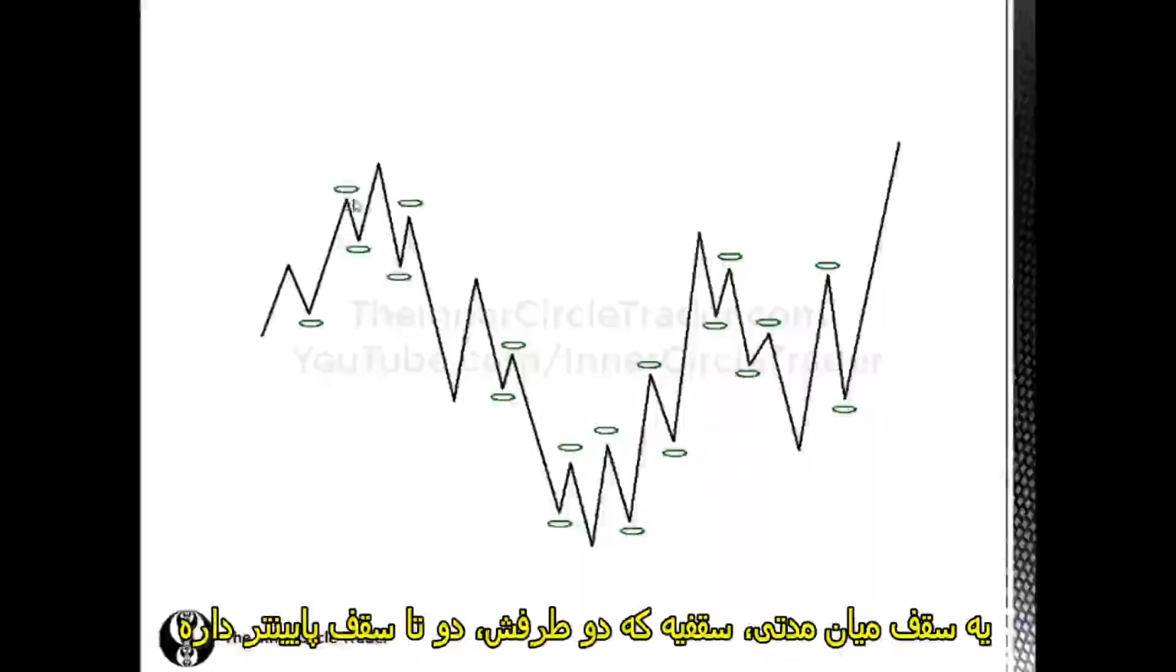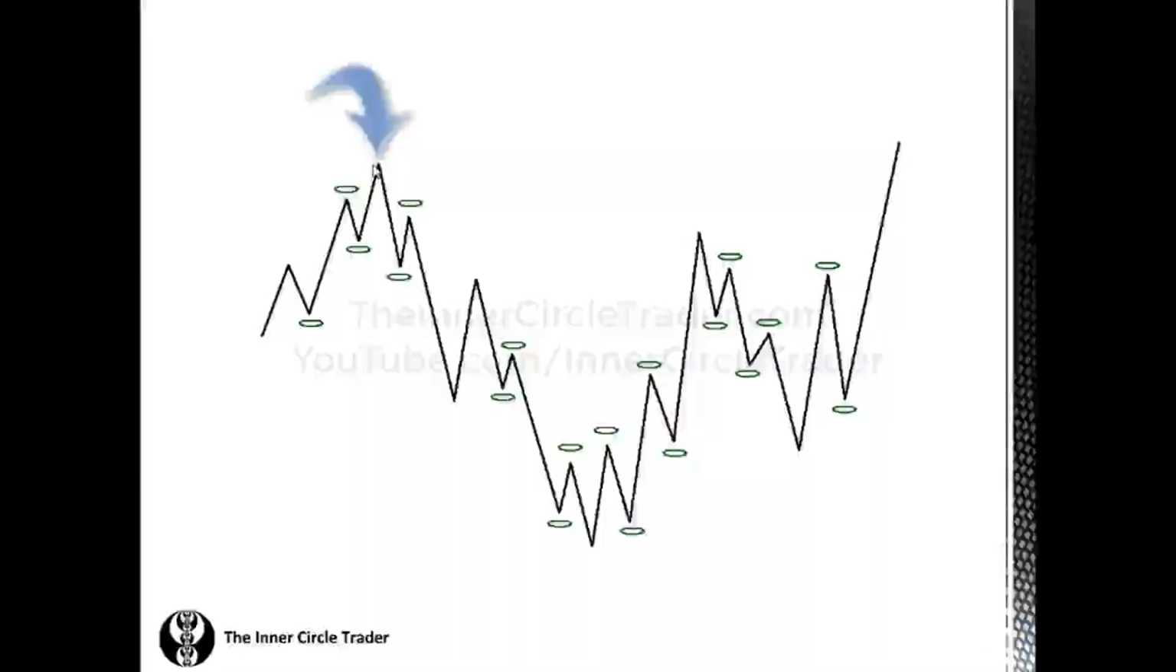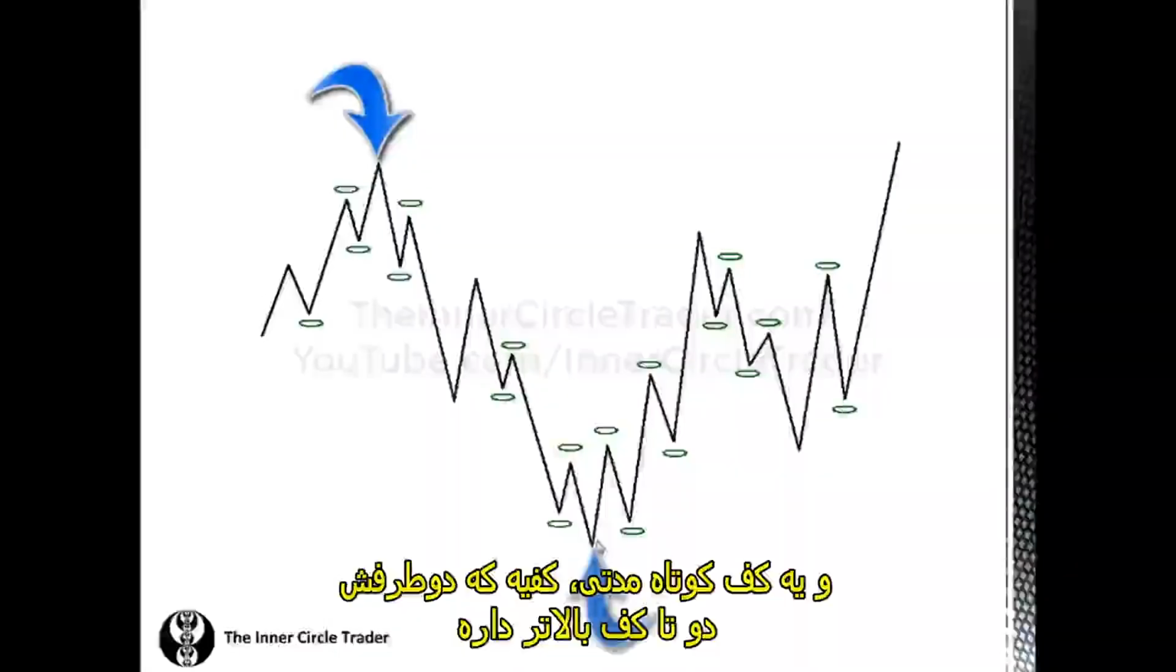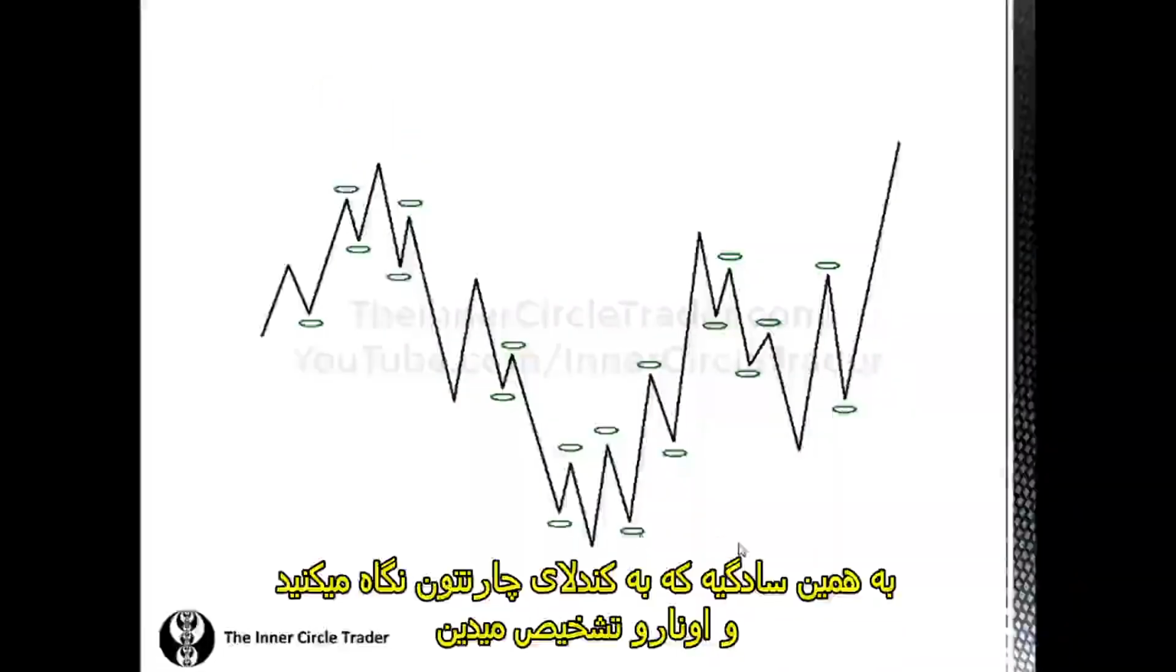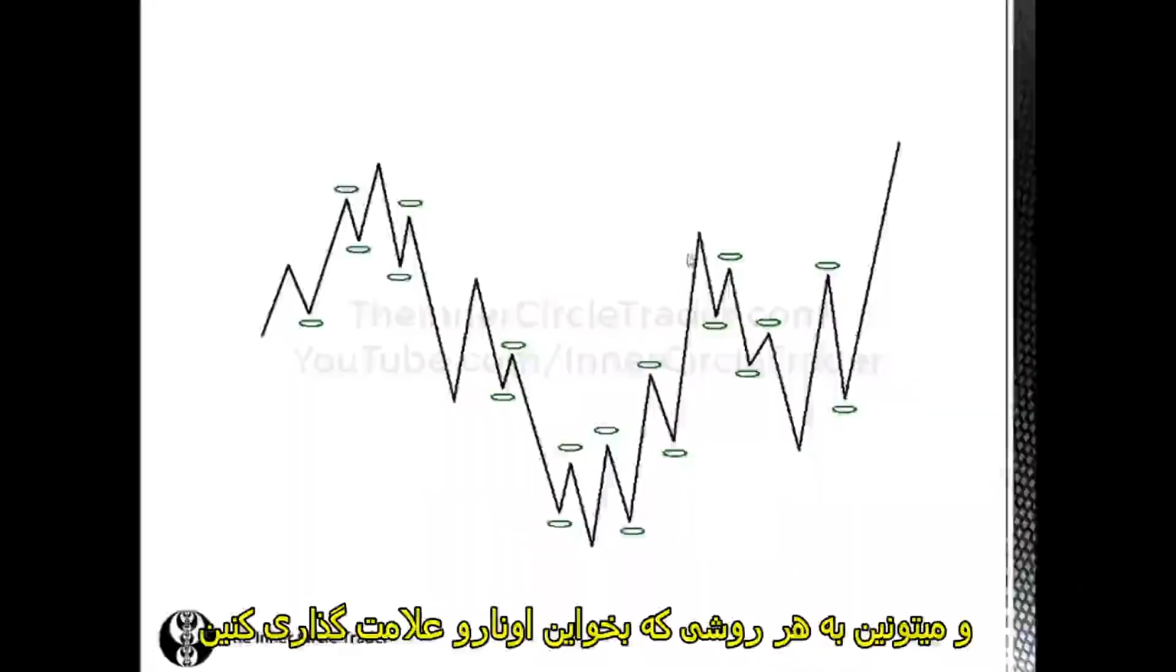An intermediate term high is a high that has lower highs on either side of it, and an intermediate term low is a low that has 2 higher lows on either side of it. So it's very easy to see. It's simply looking at your candles and bars on your respective time frames, and when you see these, note them.